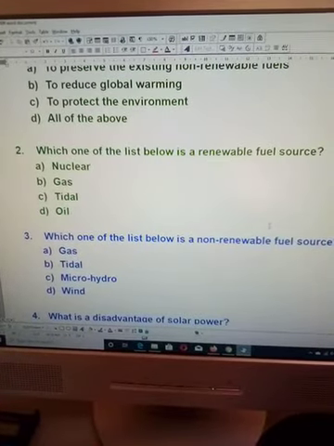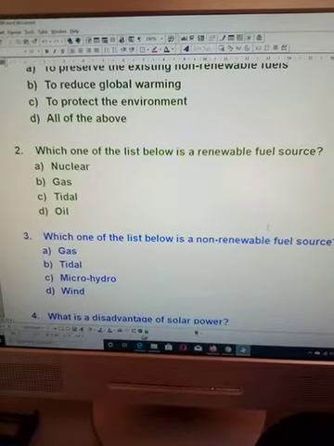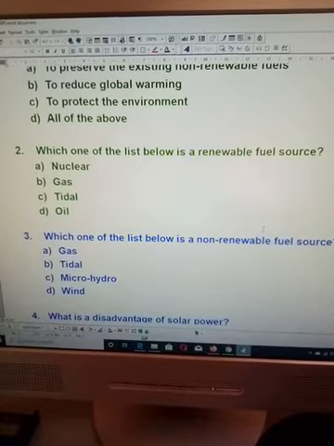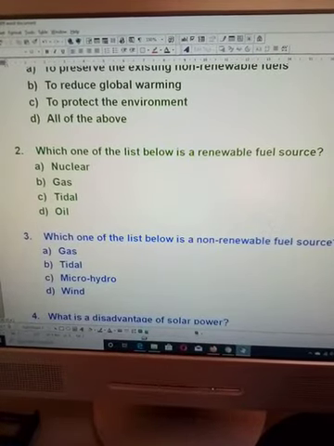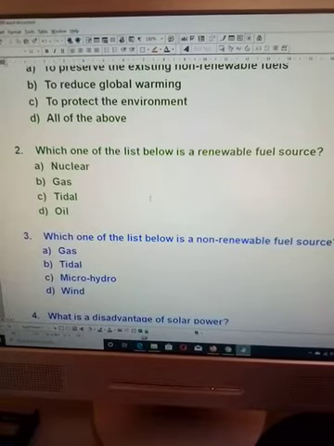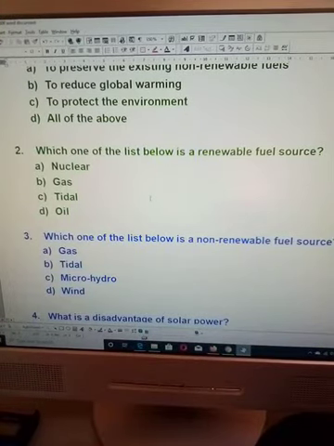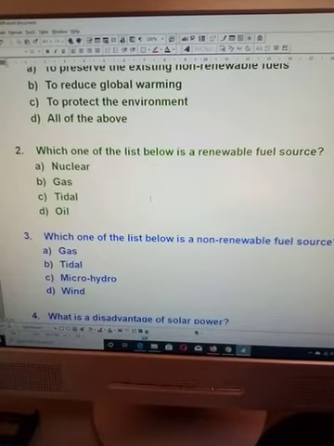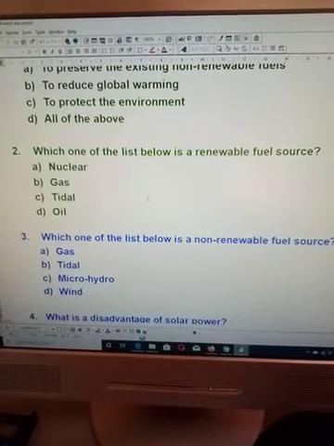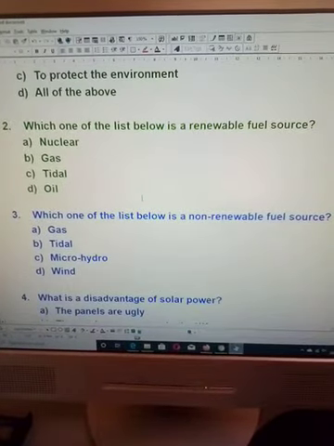Okay, now which one of the list below is a renewable fuel source? Now you have this information, so if you put the information into the internet or do a search, what energy is renewable, it will give you quite a lot of information. The idea then is to select that information and make it your own.